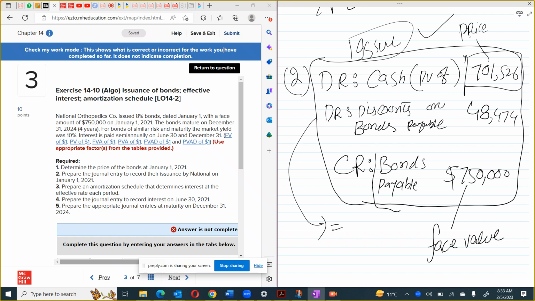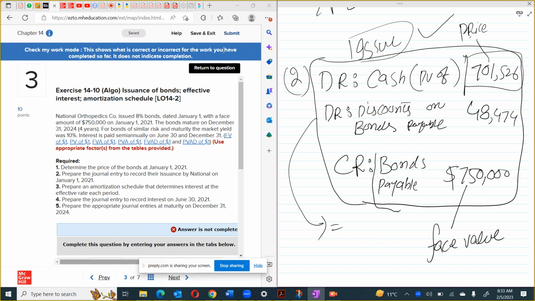So the interest expense for 30th June is 36,777, and the difference between it and the cash interest, 42,000, is 5223. Now the difference you will debit, because the smaller side is debit. So 5223 you will debit.